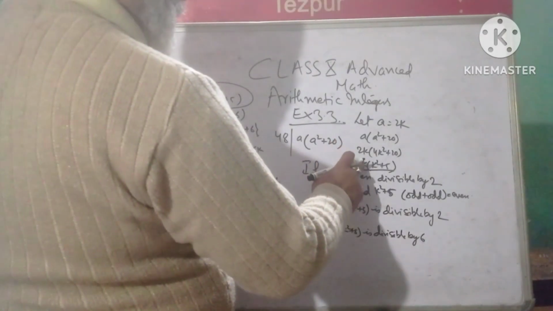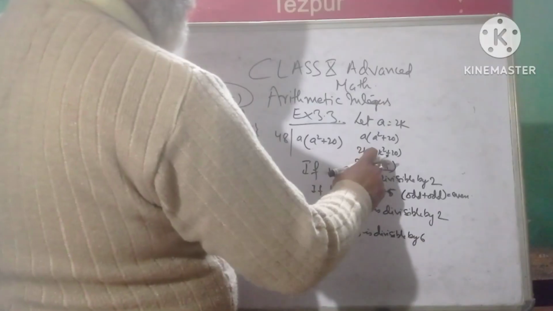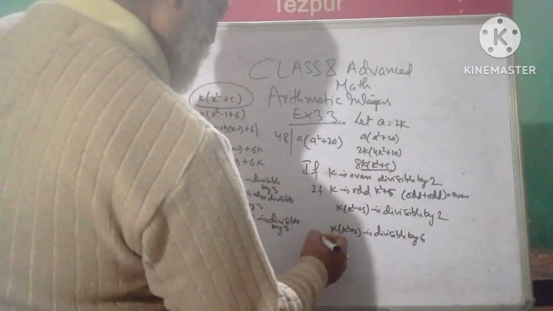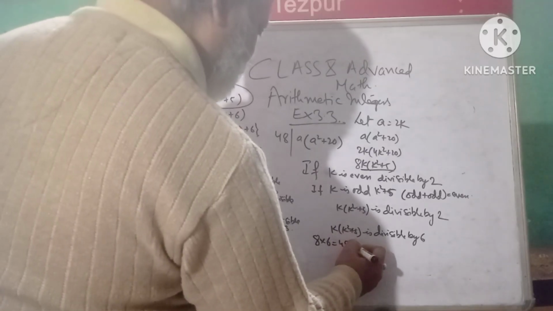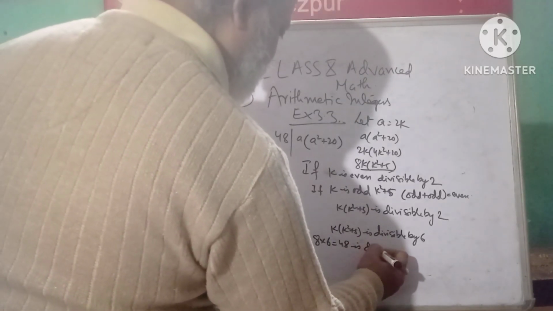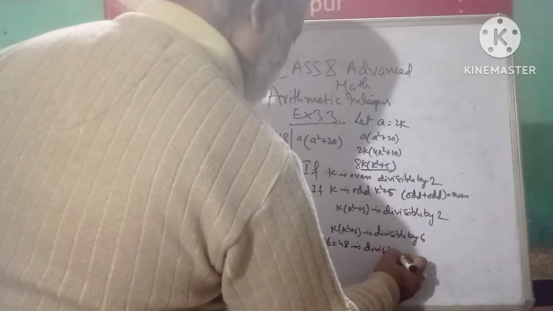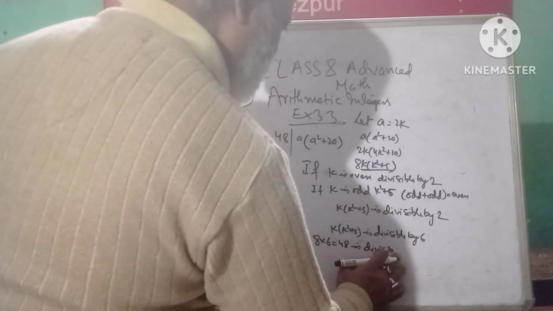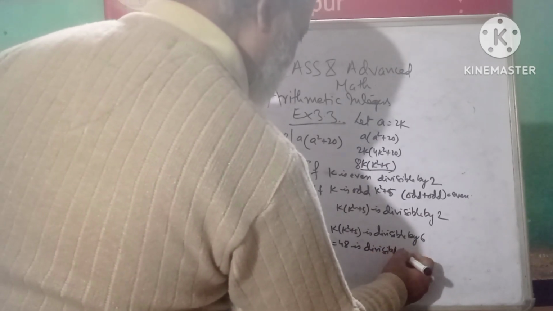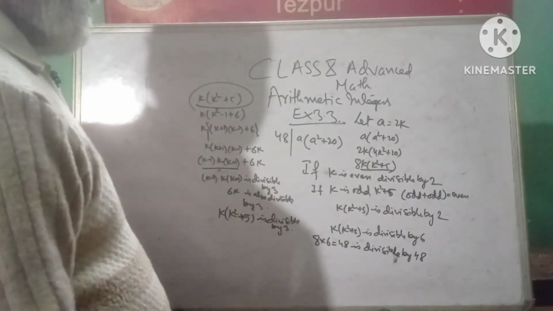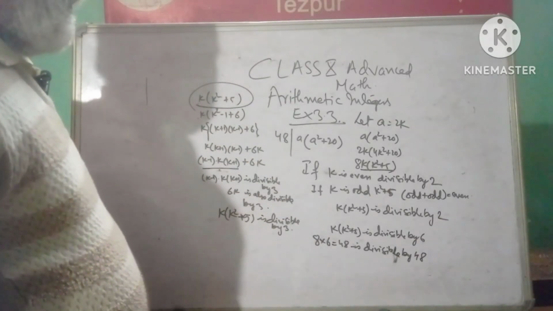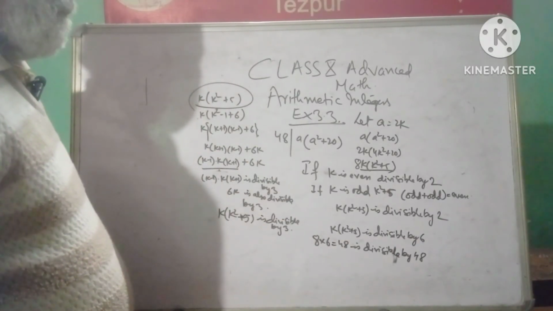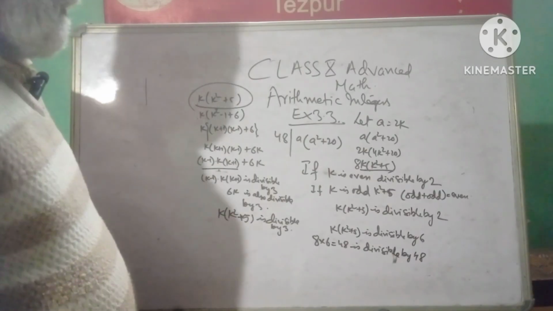Now since it is 8k into k square plus 5, so 8 into 6, that is 48, is divisible by 48.